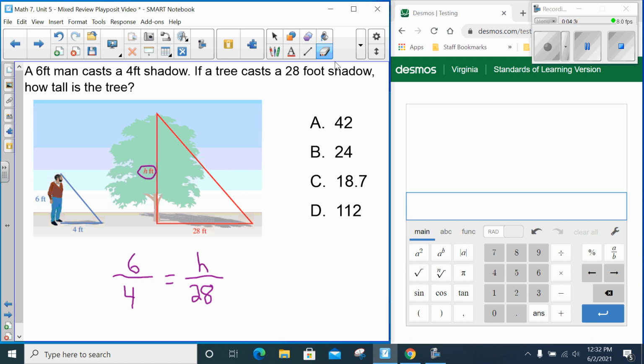Once your proportion is set up, you want to go ahead and cross multiply and then divide by the number across from your variable to solve. So what does that look like? That means we're going to cross multiply 6 times 28, and then we're going to divide by the number across from h. So we're going to divide by 24. So our work in the calculator is going to look like 6 times 28 and then we'll get our answer.